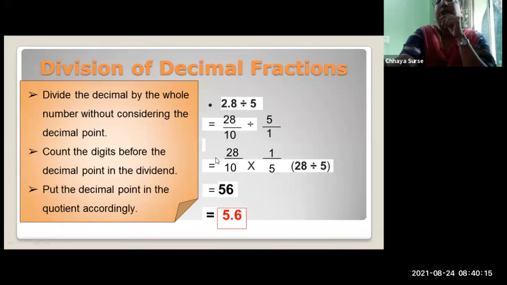So the answer will be 56. How many zeros are here? 1. That's why before the 1 digit we have given the decimal point. So dividing the decimal by the whole number, don't consider the decimal point. You have to convert into a common fraction and then reciprocal, multiply, and 5 upon 1 will be 1 upon 5. Clear? Next example. Now, 2 examples I have given here.